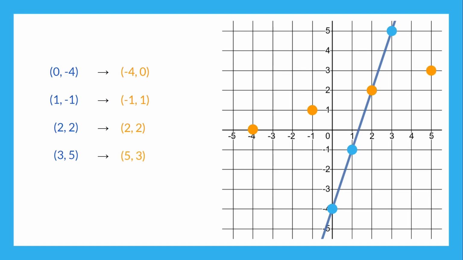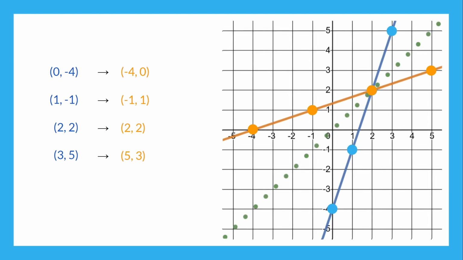Now that we've got a few points, we have an idea of what the inverse graph will look like. As you can see, it's very easy to find an inverse graphically. What's super interesting is the relationship between these two lines. They're mirror images of each other over the line y equals x. One of the easiest ways to see if two functions are inverses is to graph y equals x and see if the functions are reflections.